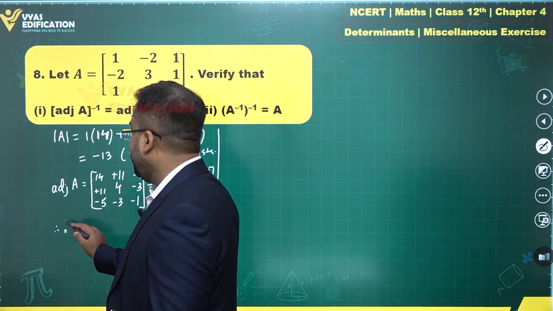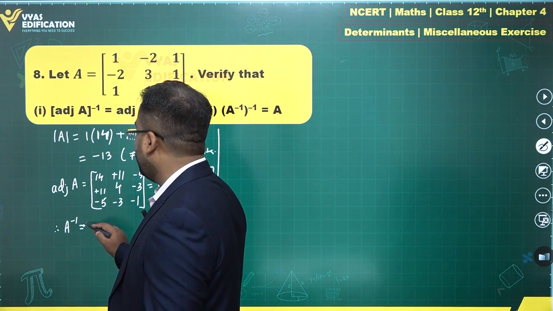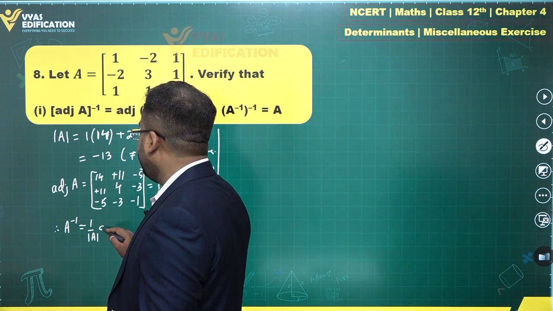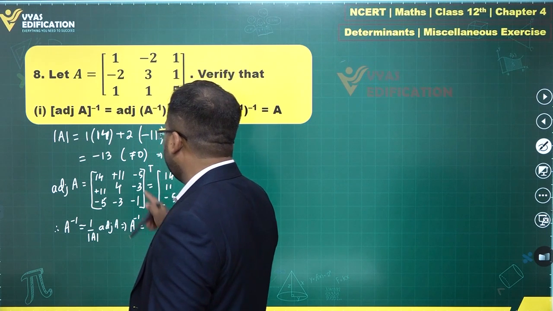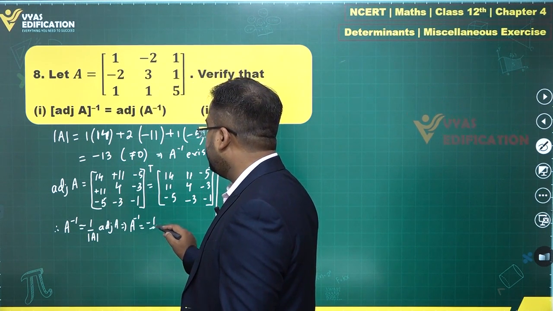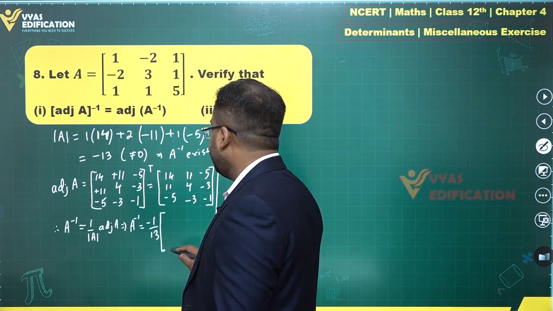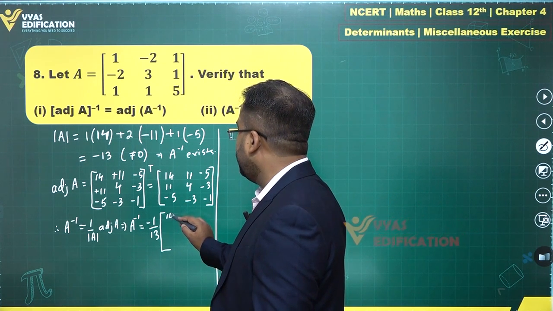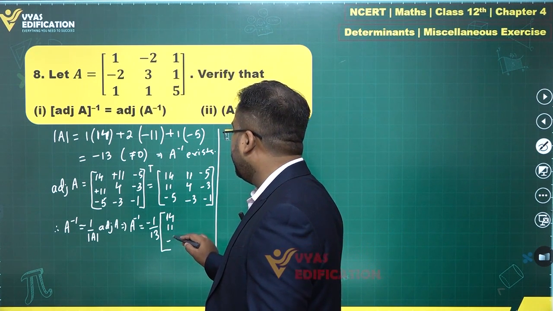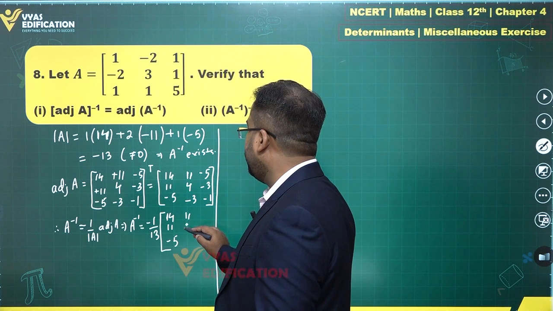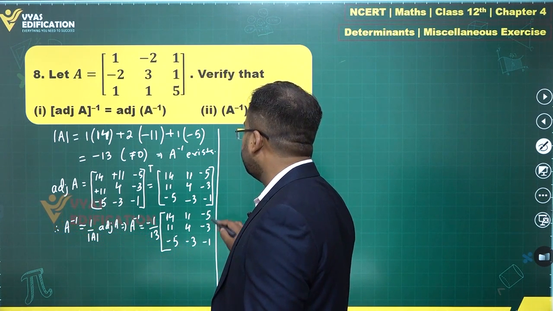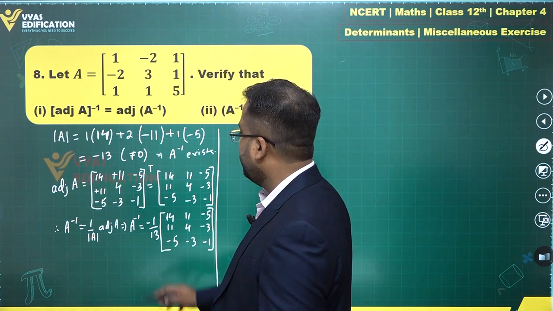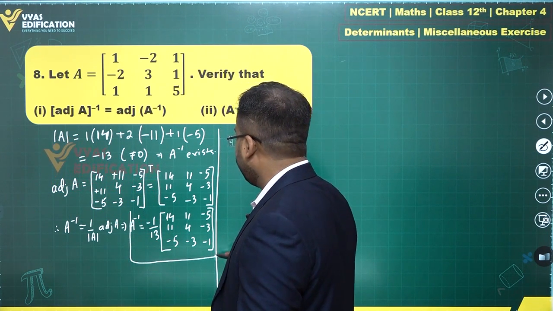Therefore, A inverse is equal to what? That is 1 upon determinant of A times adjoint of A, which gives me A inverse is equal to minus 1 by 13 times this matrix, which is 14, 11, minus 5 and 11, 4, minus 3, minus 5, minus 3, minus 1 is what I get over here. This is my A inverse.